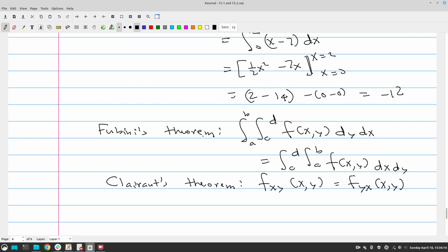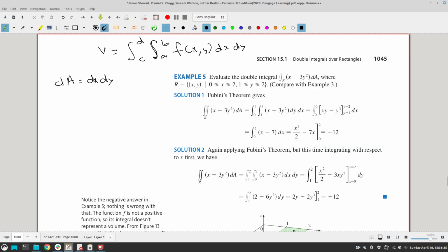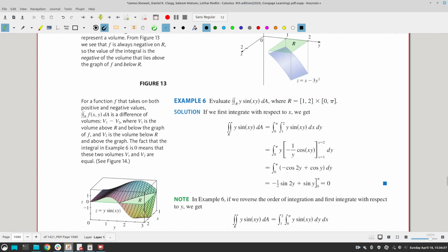So Clairaut's theorem tells you that it doesn't really matter in what order you do the partial derivatives, and Fubini's theorem tells you that it doesn't really matter what order you do the integration. It's all the same. Right, so you could look at a few further examples.